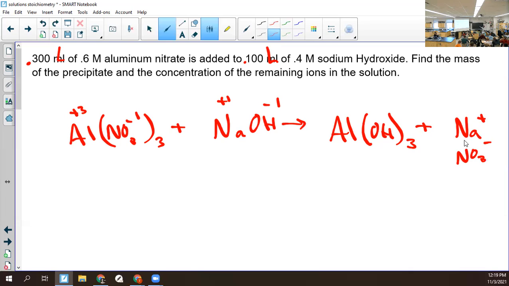Now, I don't know, we should balance it probably. So I have, I don't know, 3 OHs, so I better put a 3 right here, right? That makes 3 Nas, so I better put a 3. I'll just put it in front of both of them. You okay with that? It's kind of ugly, but there's 3 Na and NO3s, and then it would be good. 1, 3, 1, 3.